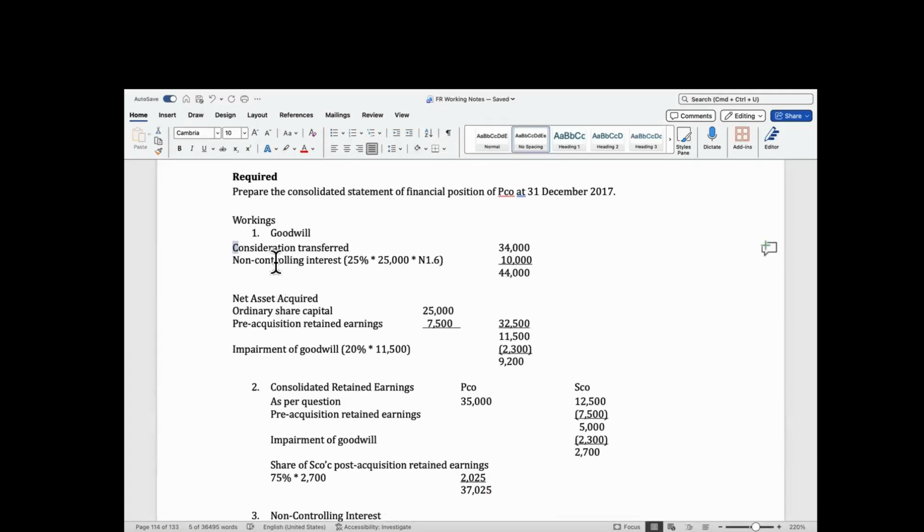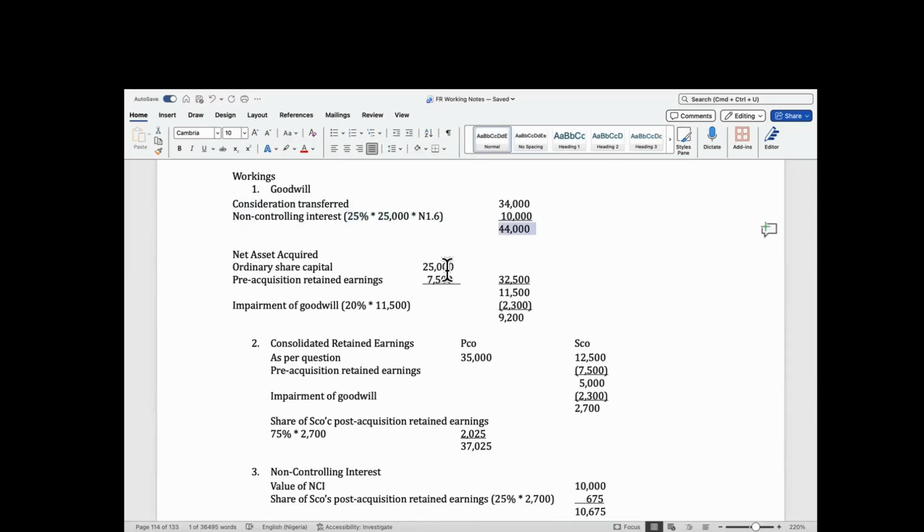So consideration transferred. Now NCI is at fair value, which is 25% times the number of shares of the subsidiary times share price, which is 10,000. So I add the two together. The net assets of the subsidiary: ordinary shares 25,000, retained earnings of the subsidiary, which is the pre-acquisition retained earnings, 75. So the difference is 11,500. Goodwill at 20% impairment gives me 2,300.